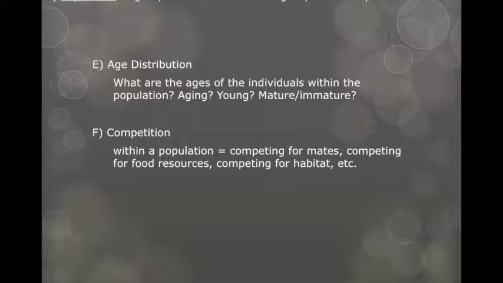Next is competition. When we're thinking about competition within a population, think about individuals within that population competing for mates, competing for food resources, or competing for habitat, those sorts of things.